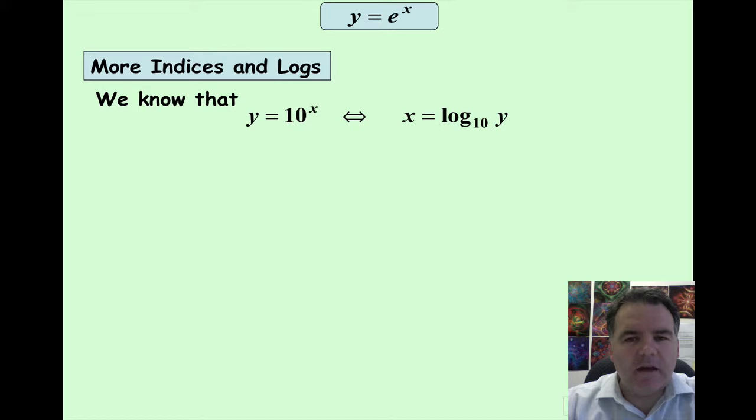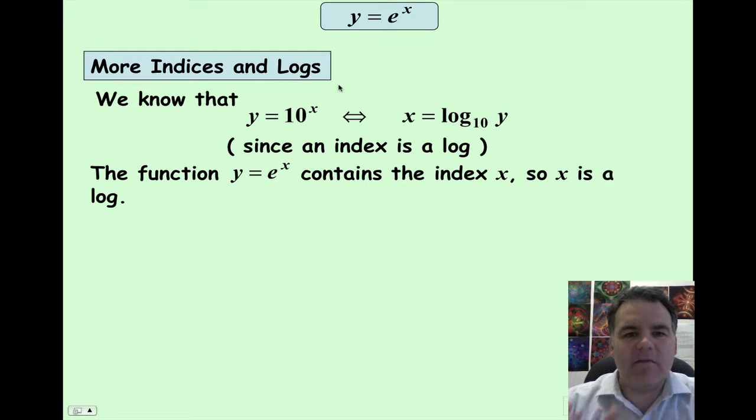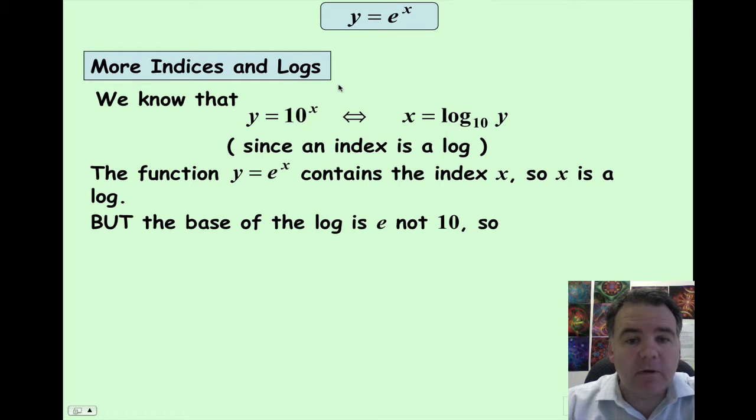We know about logarithms and know how to convert from index form to logarithmic form. So y equals 10 to the power of x, and for e it's the same thing: y equals e to the power of x, we'd say x is equal to log base e of y. So e to the power of x equals y. If you're good at converting between index statements and logarithmic statements, that will not be a problem.